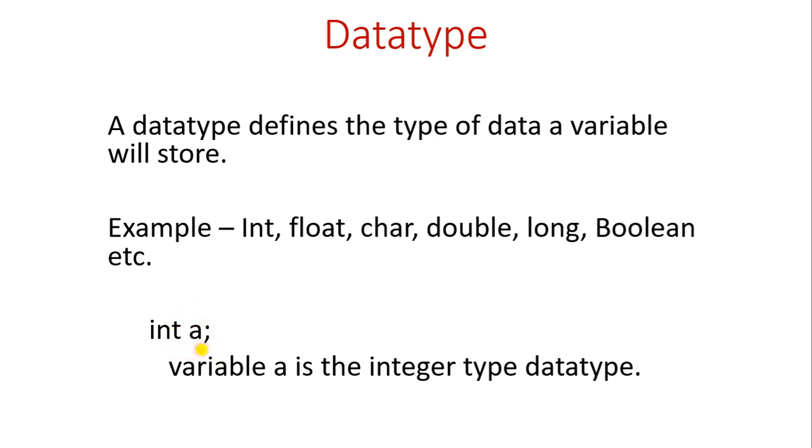Here I have written int a, so a holds integer values, and this represents the integer data type. That is the definition I have written: the type of data a variable will store. A data type defines which type of data a variable will store. Examples of data types: int, float, char, double, long, boolean. These are the different types of data types.